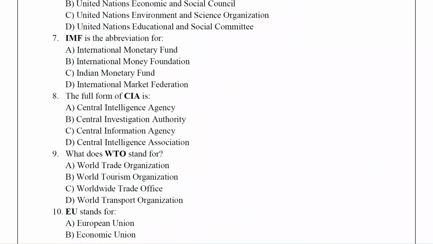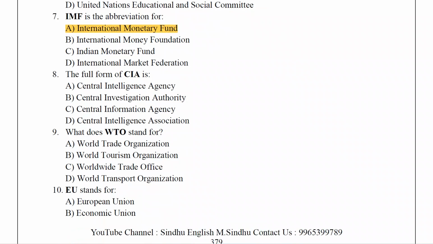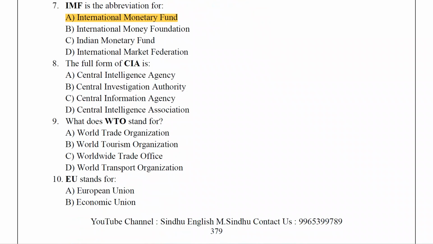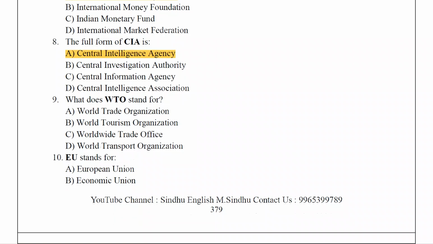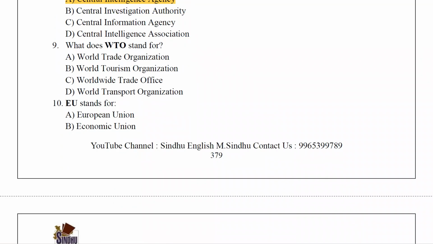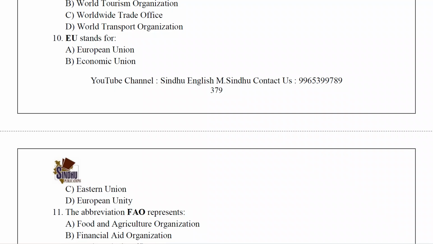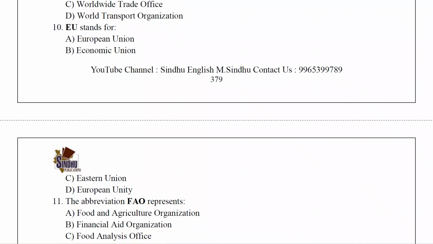Next, IMF is the abbreviation for International Monetary Fund. The full form of CIA is Central Intelligence Agency. Next, what does WTO stand for? World Trade Organization. Next, EU stands for European Union.